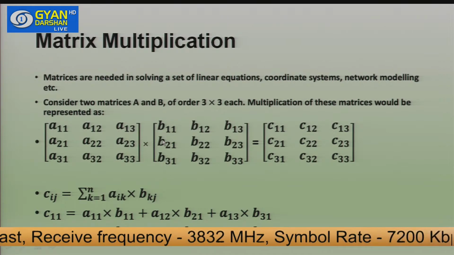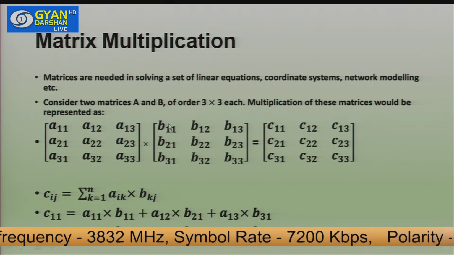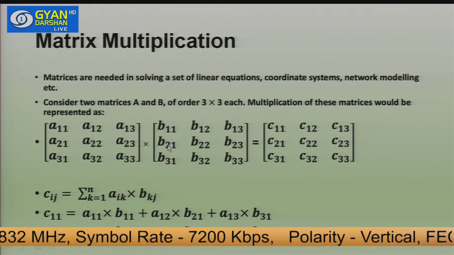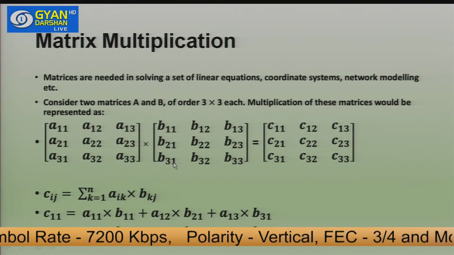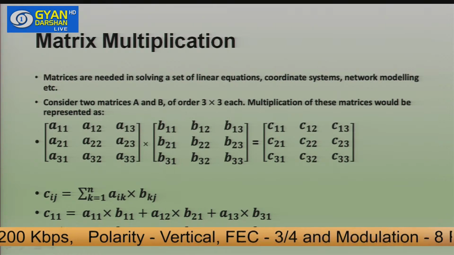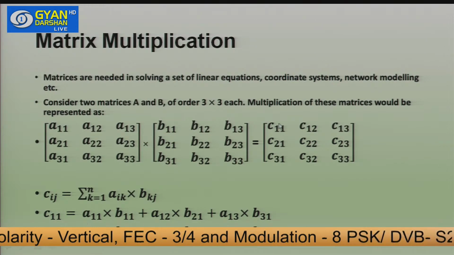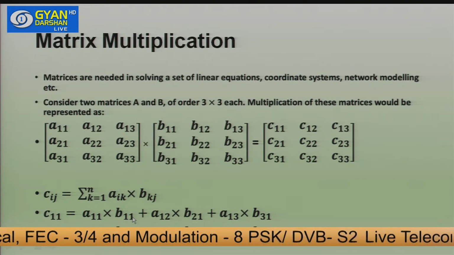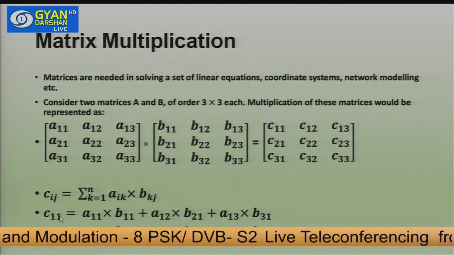from B. So I'll multiply A11 with B11, A12 with B21, and A13 with B31. This is the way we are going to get the value of C: just sum them up, and we get the value of C11.